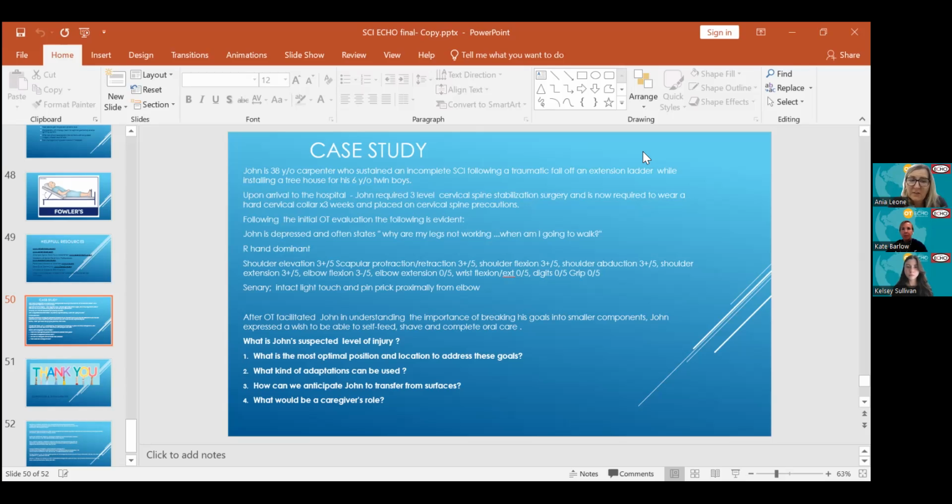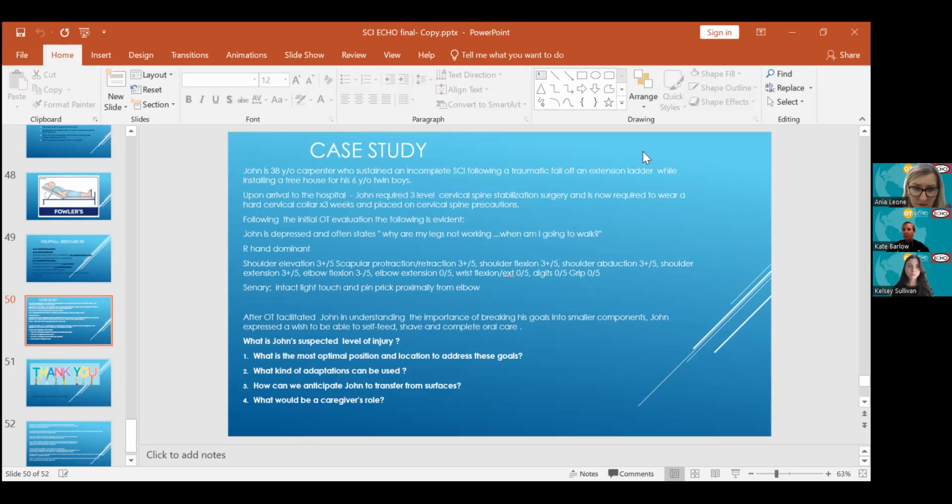Manual muscle testing reveals that his shoulder elevation is at a strength of 3+ out of 5. He has scapular protraction and retraction of 3+ out of 5. Shoulder flexors and extensors are 3+ out of 5. Shoulder abduction, 3+ out of 5. Elbow flexion is 3- out of 5, right? So he has some biceps. Elbow extension is 0, no wrist flexors or extensors. The digits are non-existent at this point.